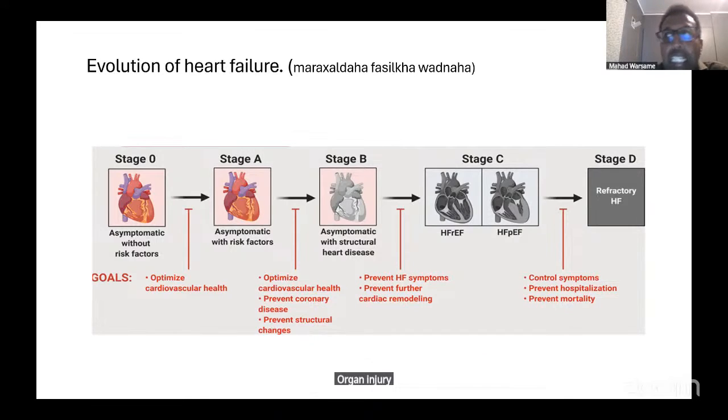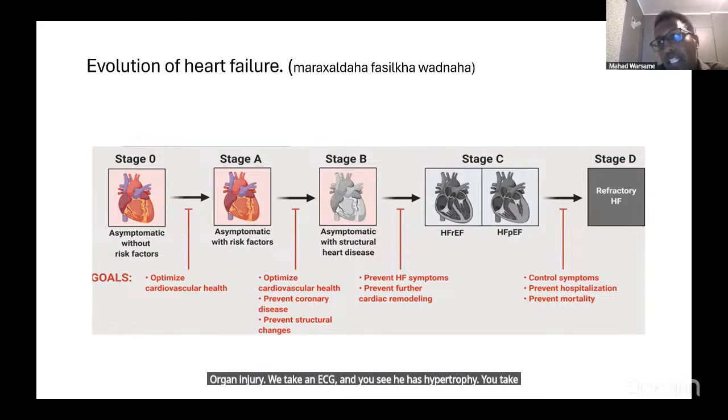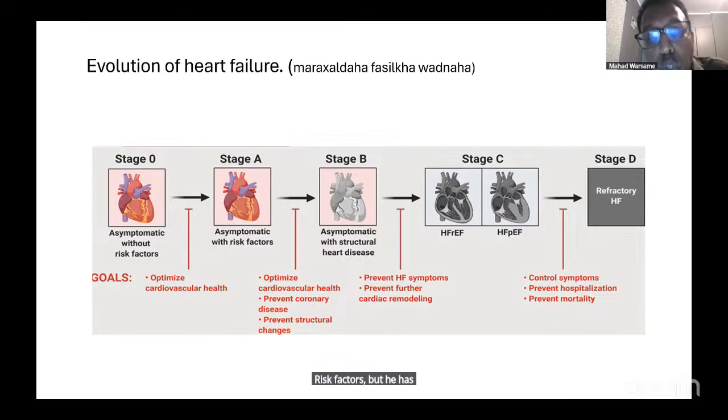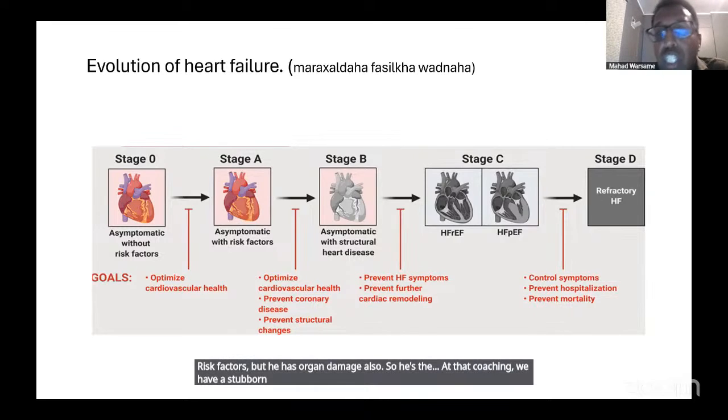You take an ECG and you see he has hypertrophy. You take a urine sample and he has proteinuria. That means there is some kind of renal damage. So not only does he now have risk factors, but he has organ damage also. So he will go to stage C.